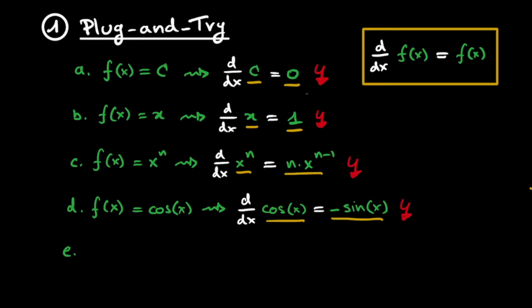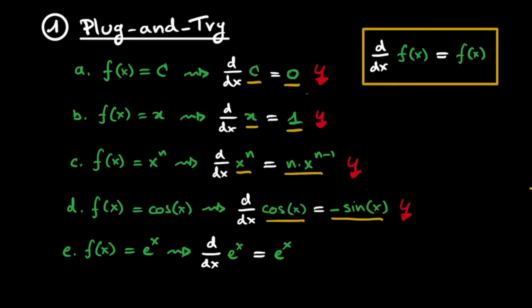Let's then try, for instance, f(x) equal to e to the power of x, and you might have already guessed that this is actually the solution. So we have d/dx of e to the power of x is of course equal to simply e to the power of x. It's one of the basic derivatives.